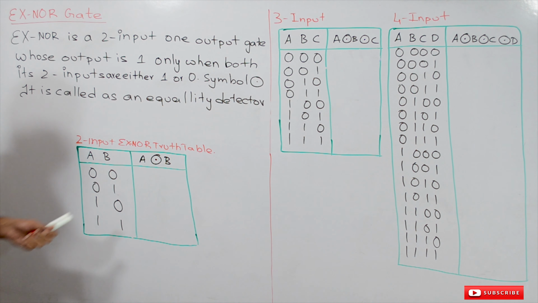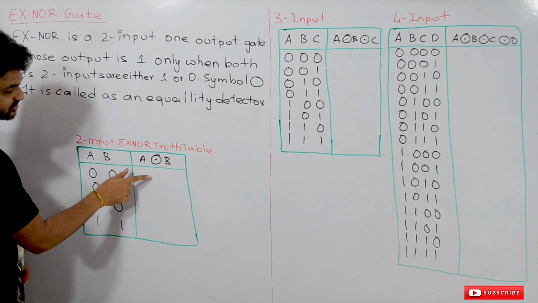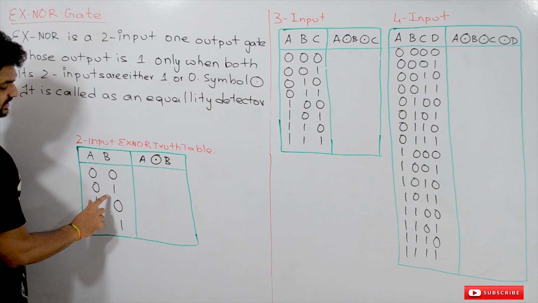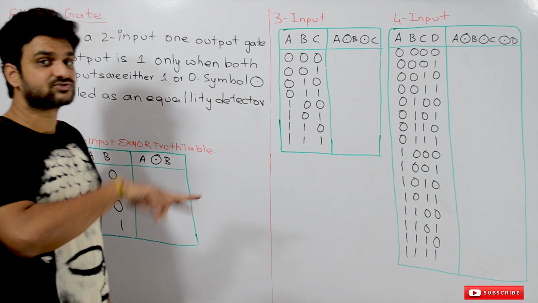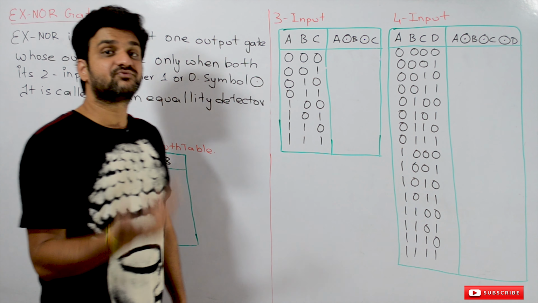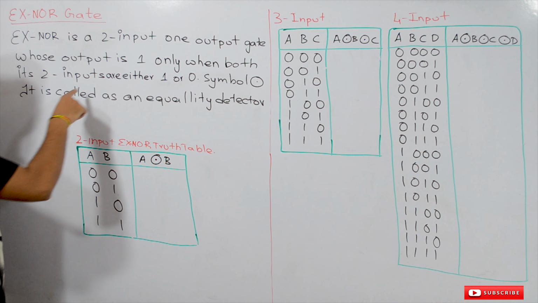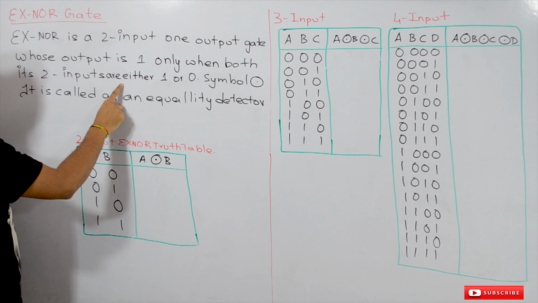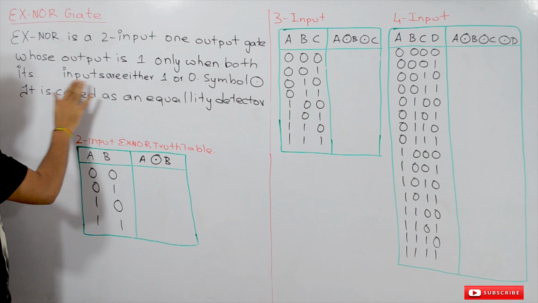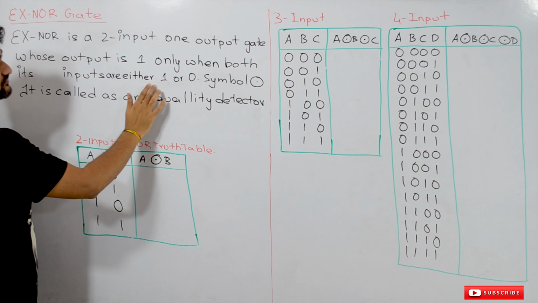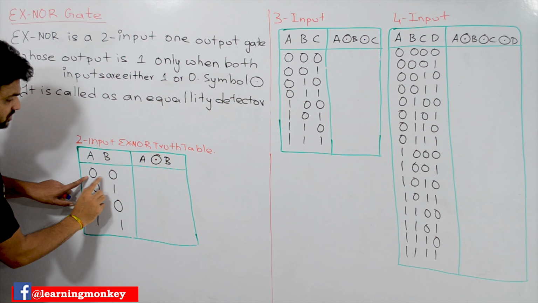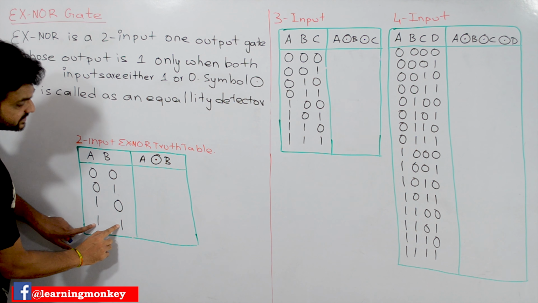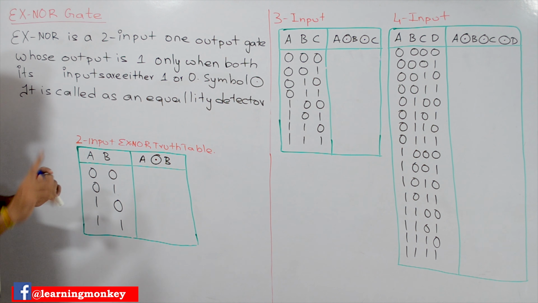Whereas in our previous XOR gate, what we have seen is it is going to produce an output of 1 whenever one of its inputs is 1. But the XNOR will produce an output of 1 only when both of its inputs are either 1 or 0. Whenever both of its inputs are 0 or both of its inputs are 1, then only it is going to produce an output of 1.